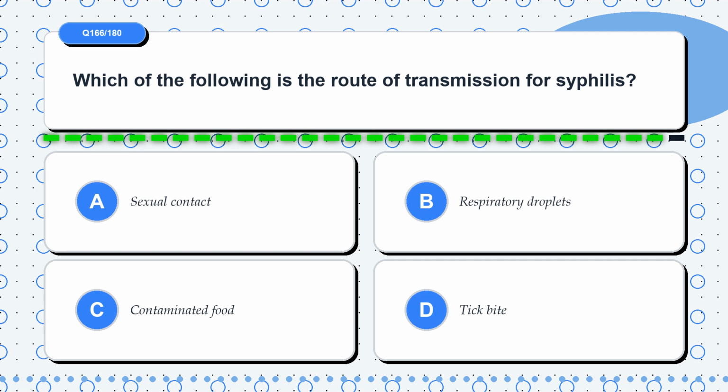Question 166. Which of the following is the route of transmission for syphilis? Here are the options. Option A, sexual contact. Option B, respiratory droplets. Option C, contaminated food. Option D, tick bite.